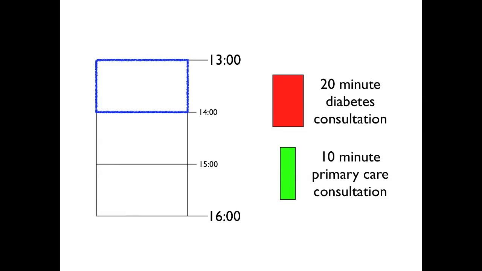So what we did was we came up with a concept which we call the time slot. Here you can again see that we're scheduling our provider from 1 o'clock until 4 o'clock, but we've divided it into 3 one-hour time slots, from 1 to 2, from 2 to 3, and from 3 to 4. That's what's circled in blue here. And we schedule our patients to a particular time slot. So we've inserted a 20-minute diabetes consultation here in red. We can add another one, and a third one, until that particular time slot is full.